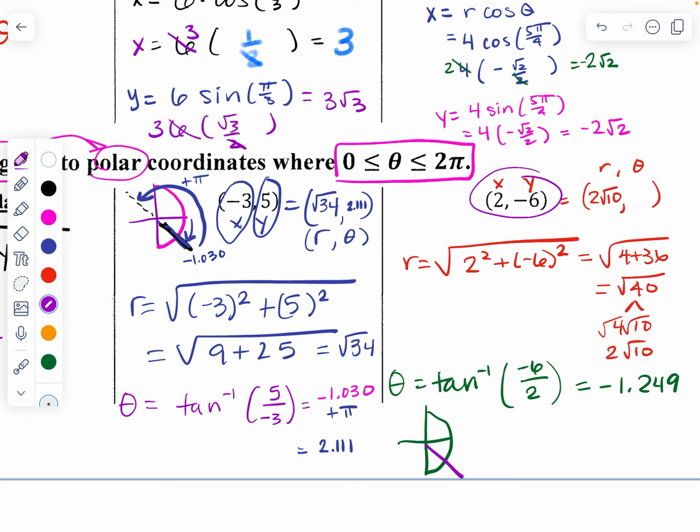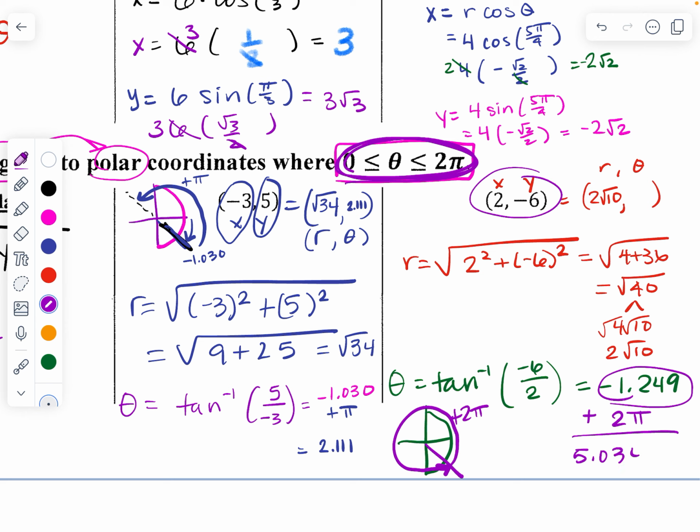This is indeed in the right location, but this needs to be positive 0 to 2 pi, and this is negative. So we're going to actually have to go from here and add a full circle of adding 2 pi to it. So let's add 2 pi to that in my calculator. And if I round that, we get 5.034. And so that is my angle.